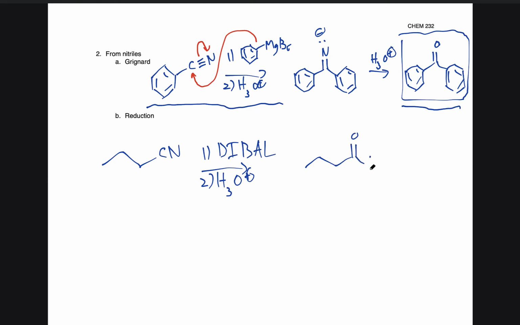Notice the number of carbons has stayed the same, we still have 4 carbons. That carbon at the end here has just become this carbon. So we can go from nitriles to aldehydes. And that DIBAL species is something called diisobutylaluminum hydride. And we'll talk about that more in a second.